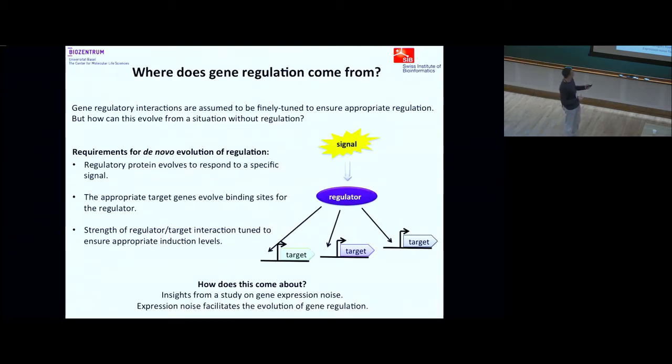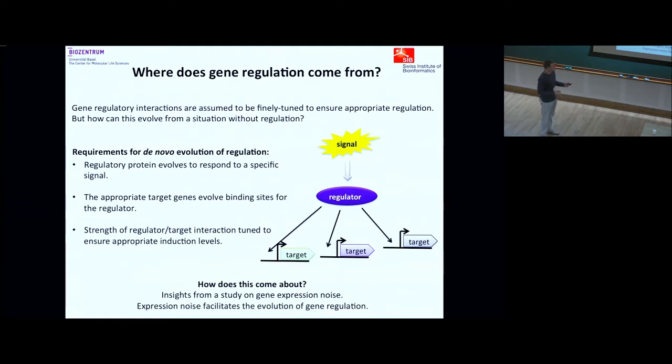So first of all, some regulatory protein that the cell has, some DNA binding transcription factor, would have to evolve to become sensitive to some signal, right? So you go from a situation where your gene expression state does not depend on this signal, to a situation where your gene expression state becomes dependent on the signal, some food or some stress. So first of all, you have to evolve a regulator to evolve dependence on this signal, to sense this signal.